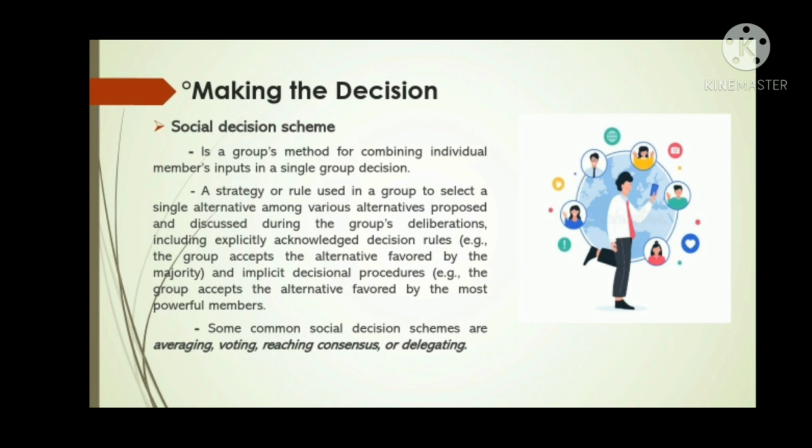Some common social decision schemes are averaging, voting, reaching consensus, or delegating. Each decision scheme has strengths as well as weaknesses. Let's define them one by one.